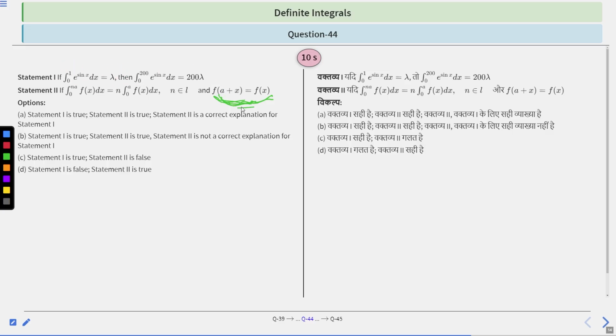Okay. So in this way, you can apply this question. You can try to solve this question. You have 10 seconds to solve or think about this question. After 10 seconds, we will discuss the solution.